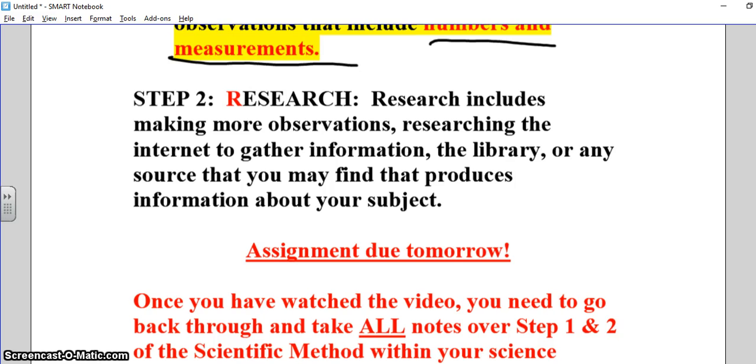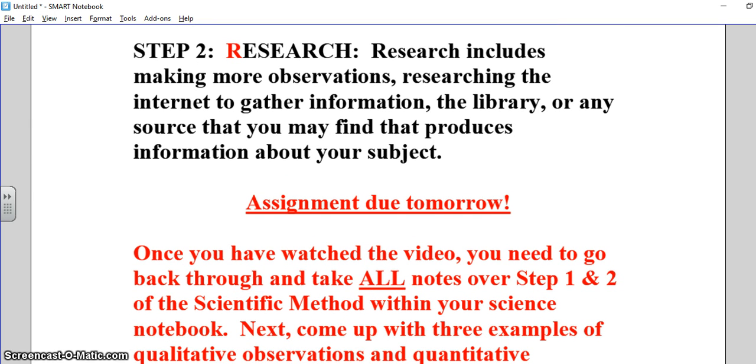Okay. The next one we're going to move on to is going to be research. All right, guys. So research includes making more observations, researching the internet to gather information, using the library. We're going to spend a couple of days downstairs in the downstairs library really researching our topics, or any resource that you may find that produces information about your subject. And we will help you guys with the research process. We do all of that here at school.